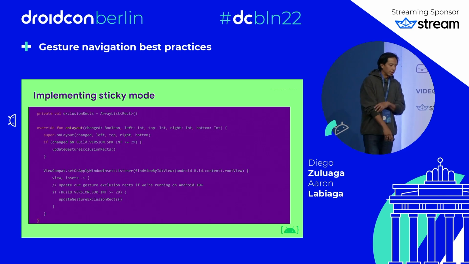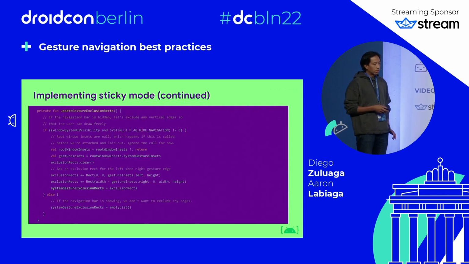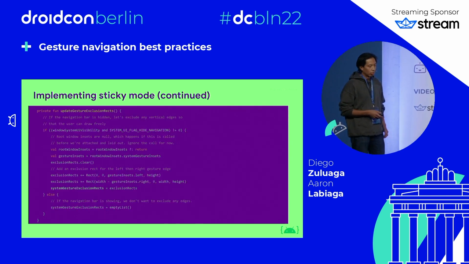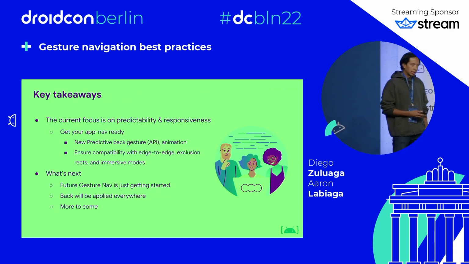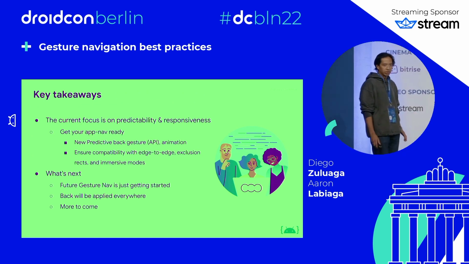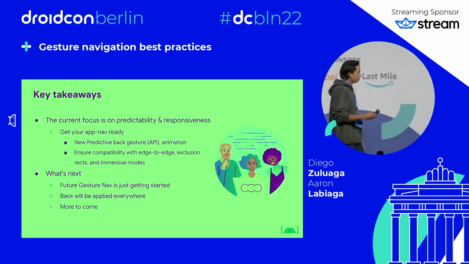So yeah, how do we implement this? On layout and using the same listener as previously with the handling overlaps, we are updating the gesture exclusion regions, which Diego went over before. So here, when the navigation bar is hidden, basically we want to make sure that we exclude and allow the user to use the gesture insets. And if it's showing, we obviously don't want that. Perfect. Yeah, so that's it. Once again, please consider and evaluate whether this makes sense for your app. Handing it over to Diego to wrap it up.